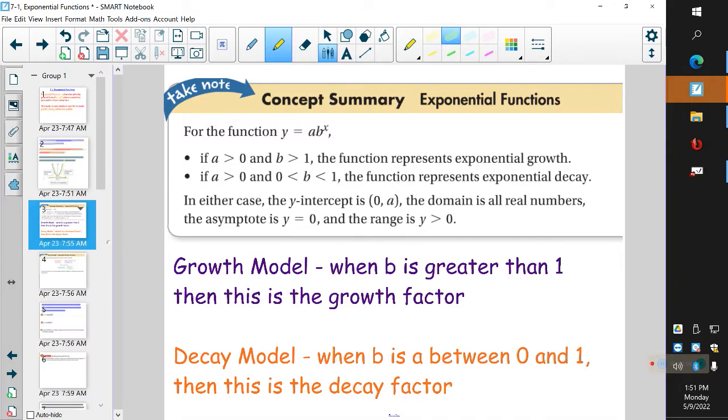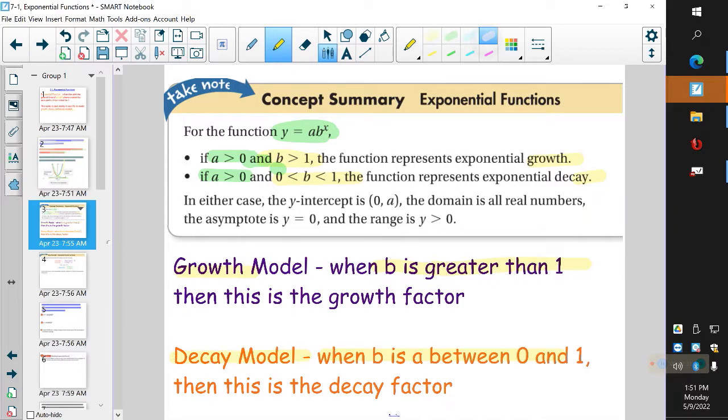Okay, so this is our lovely little model that we're going to be using. Y is equal to a to the bx. A is always going to be greater than 1. Always. Okay? However, when b is greater than 1, it's a growth model. Always growth when it's greater than 1. When b is between 0 and 1 and it's a fraction, that fraction is going to represent decay, so therefore that's a decay model. Okay?